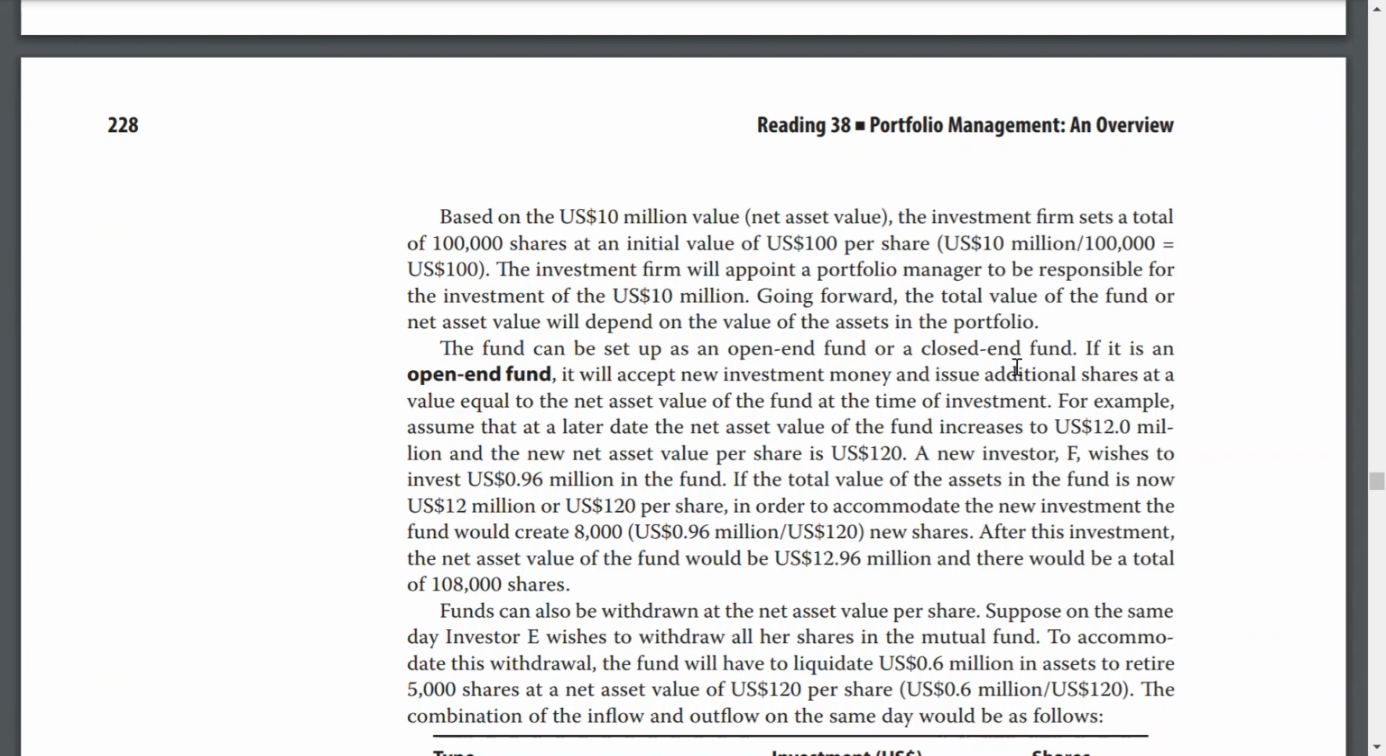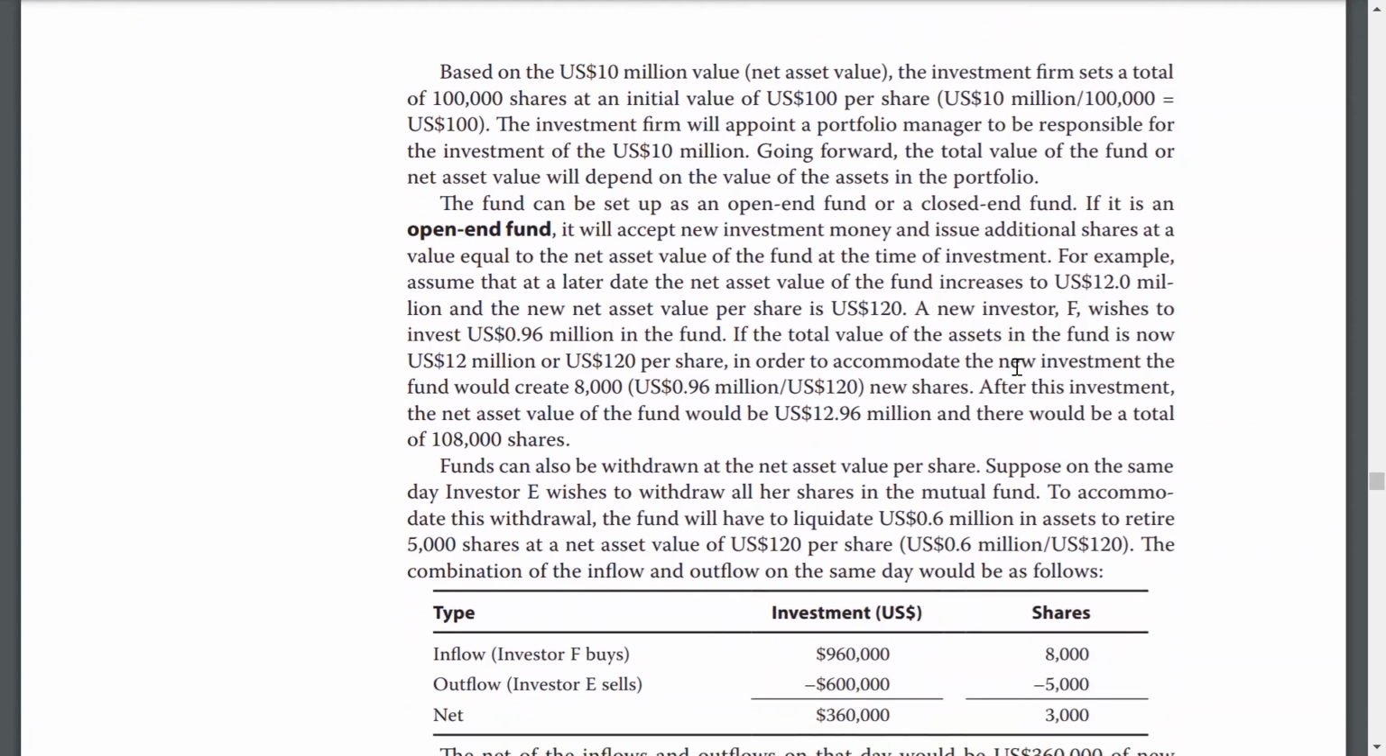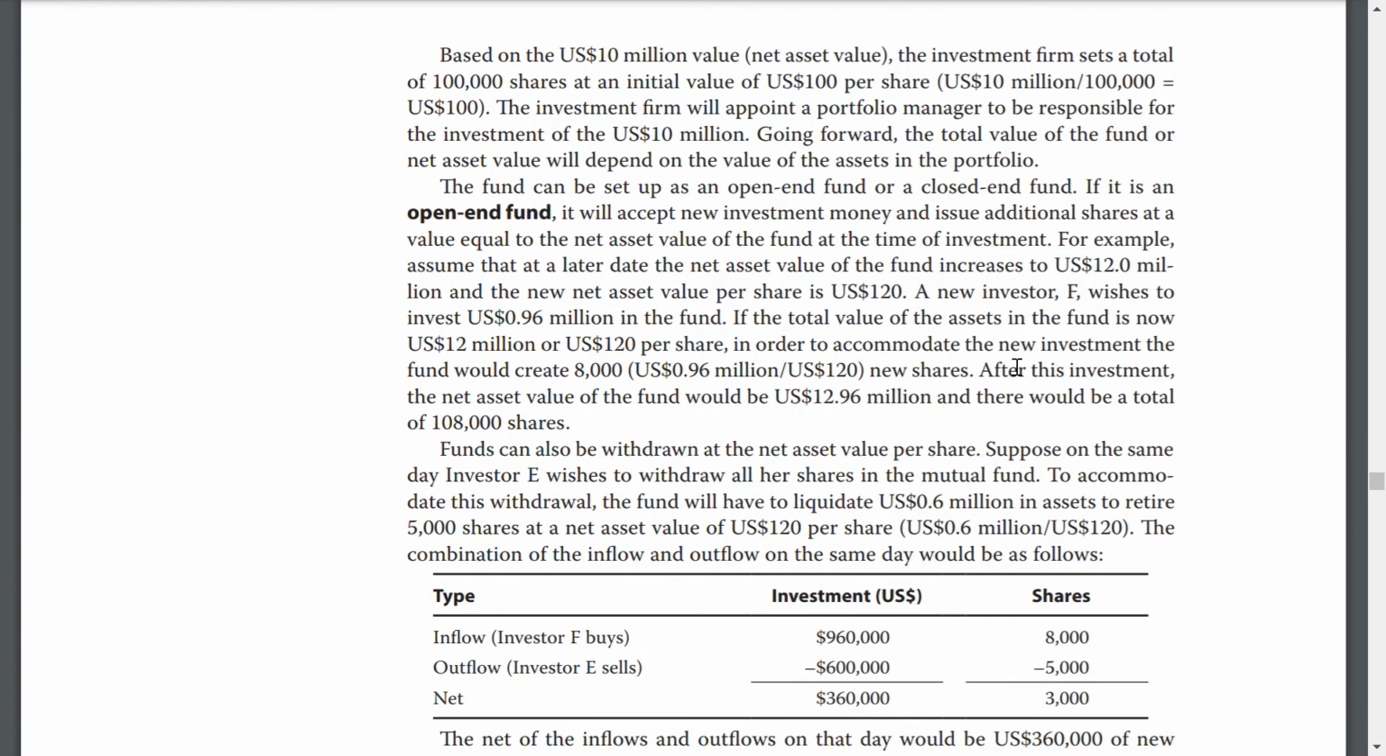If it is an open-end fund, it will accept new investment money and issue additional shares at a value equal to the net asset value of the fund at the time of the investment. For example, assume that at a later date, the net asset value of the fund increases to 12 million, and the new net asset value per share is $120. A new investor, F, wishes to invest 0.96 million in the fund. So this is just an example.